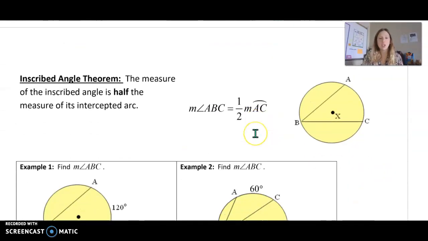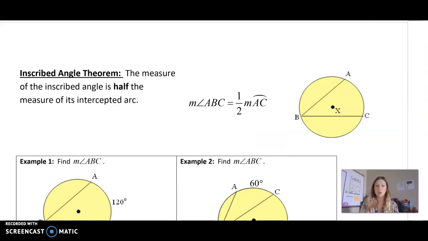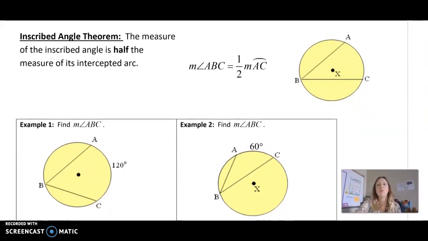The last thing we're going to look at in lesson 2 is what does it mean to be an inscribed angle? Okay. So to be an inscribed angle, remember, the vertex, which is B, has to be on the circle, not at the center. So ABC is the angle we're looking at here, and it says that that angle is half of the measure of the arc, which is right here. It is AC.